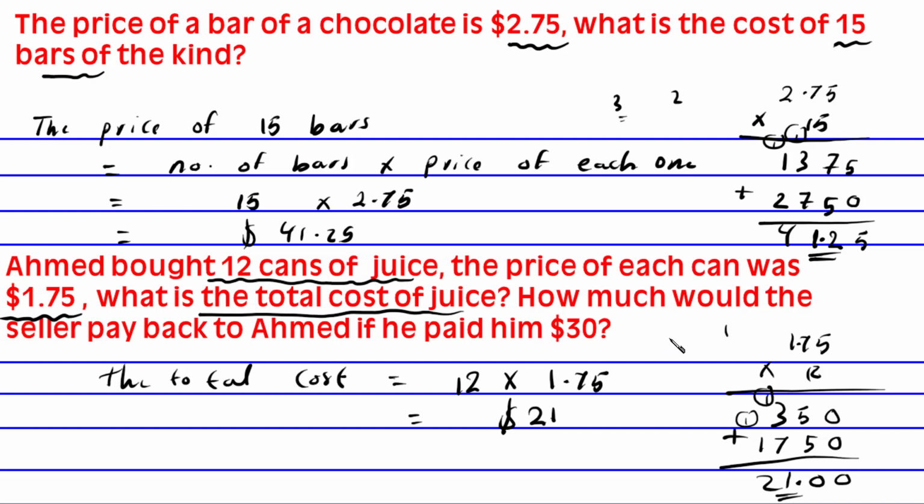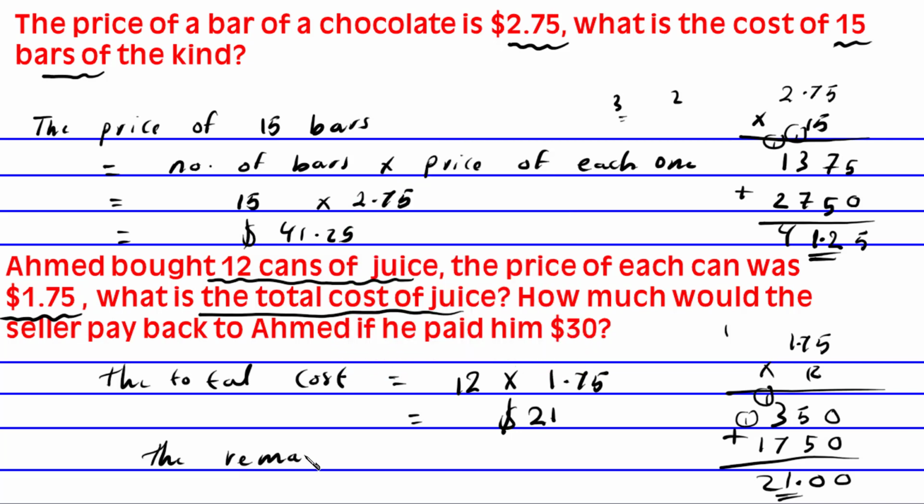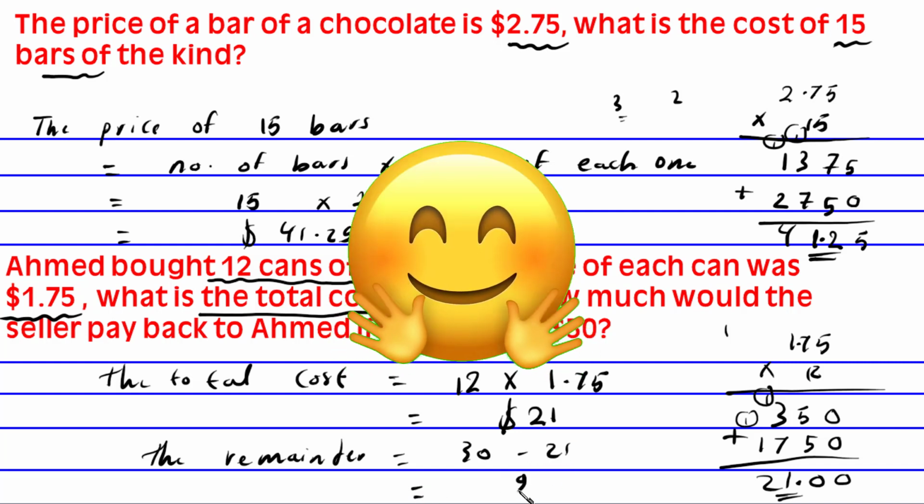He asked here, how much would the seller pay back to Ahmed if he paid him $30? He is asking here about the remainder. We will find the difference between 21 and 30 equals what? Yes, equals $9. So we can write here the remainder will be here $30 minus 21 equals $9.